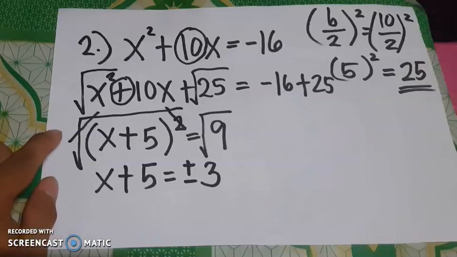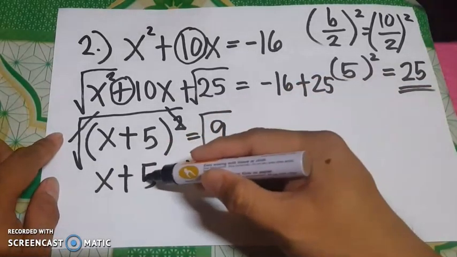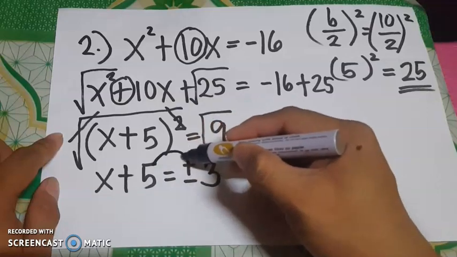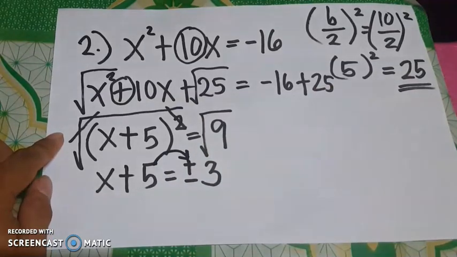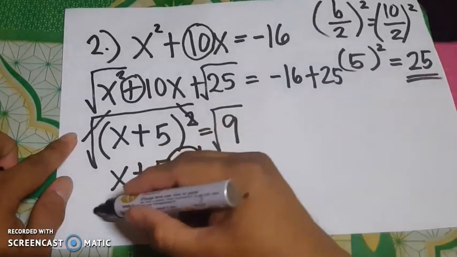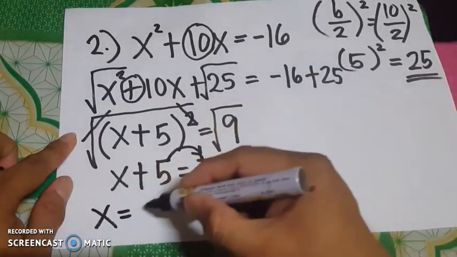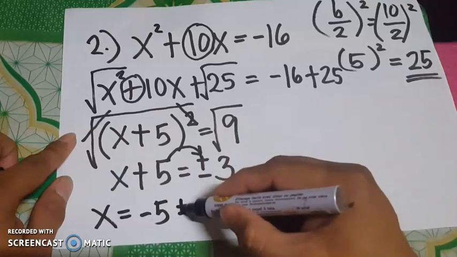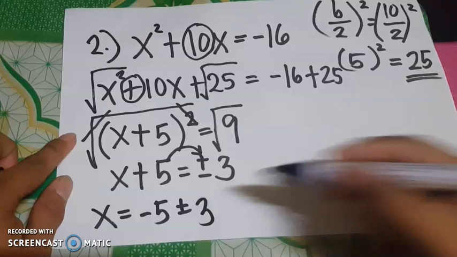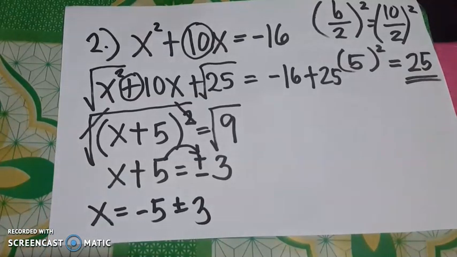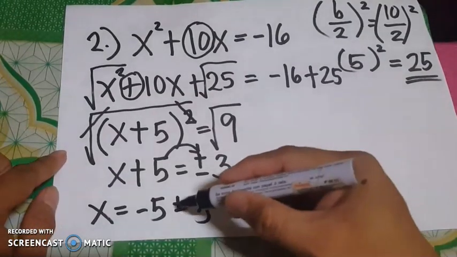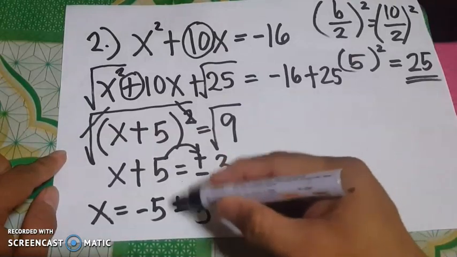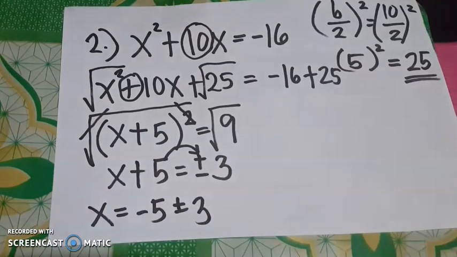Then, we're not yet through because x here still has 5 here. So you have to move 5 to the right side of the equation. When we do that, it will become x is equal to negative 5 plus or minus 3. Negative 5 plus or minus 3. So from here, this plus or minus here, we are going to separate them. And that forms two equations na sineparate yung plus or minus.